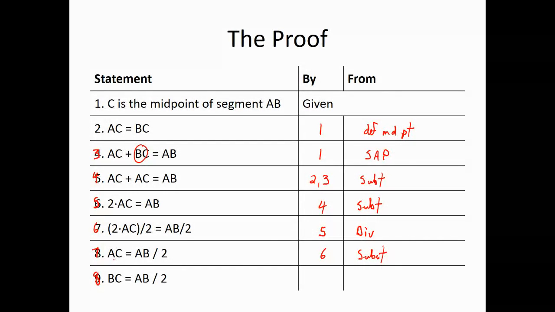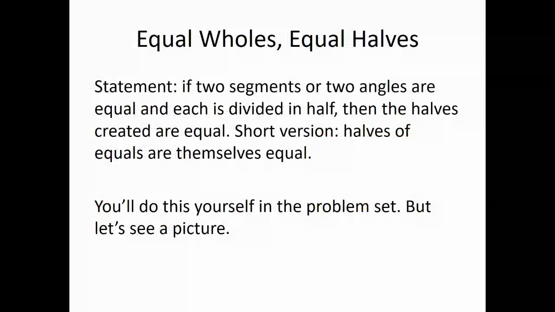Well, look, line number 7 says that AC is AB over 2, and then back up on line number 2, we're told that AC is equal to BC. So if AC is AB over 2, so is BC. So this follows from lines 2 and 7 by, you guessed it, the transitivity of equality. So there's the box. We will put that in, and the proof is complete. Equal wholes equal halves. And I think that I will just discuss the segment versions of these.